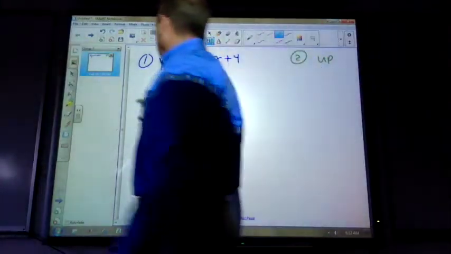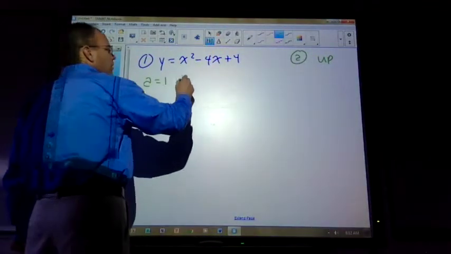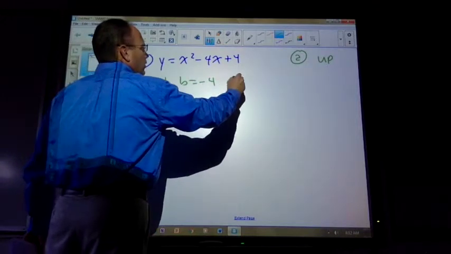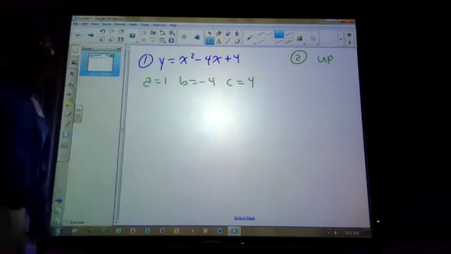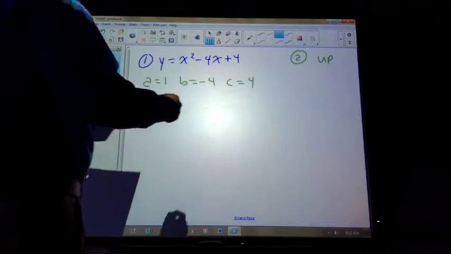And so something that's kind of important to do with these, and it's good practice, write your A and B, and if you want to write your C, that's also fine. So you have your A, B, and C values. Okay? And your A value, if it's a positive number, means that the parabola will open up. Are we good so far? Good.